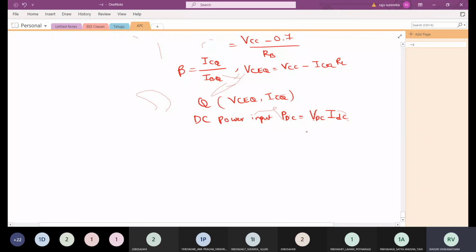Here we can write VDC into IDC, but here VDC is nothing but VCC, IDC is nothing but ICQ. Actually, this VDC is nothing but VCEQ, but VCE is nothing but VCC. We have already calculated earlier. So directly we may write VCC multiplied by ICQ. All of you understood? So this is up to this about DC operation.